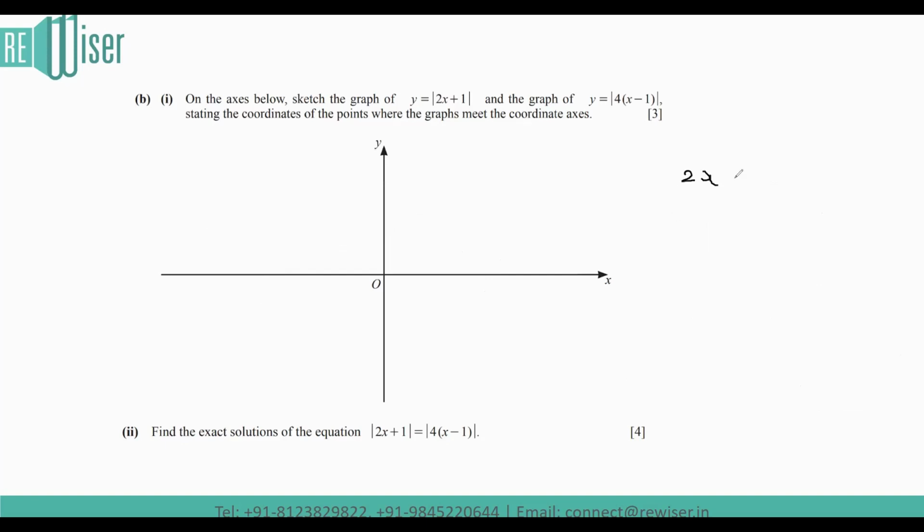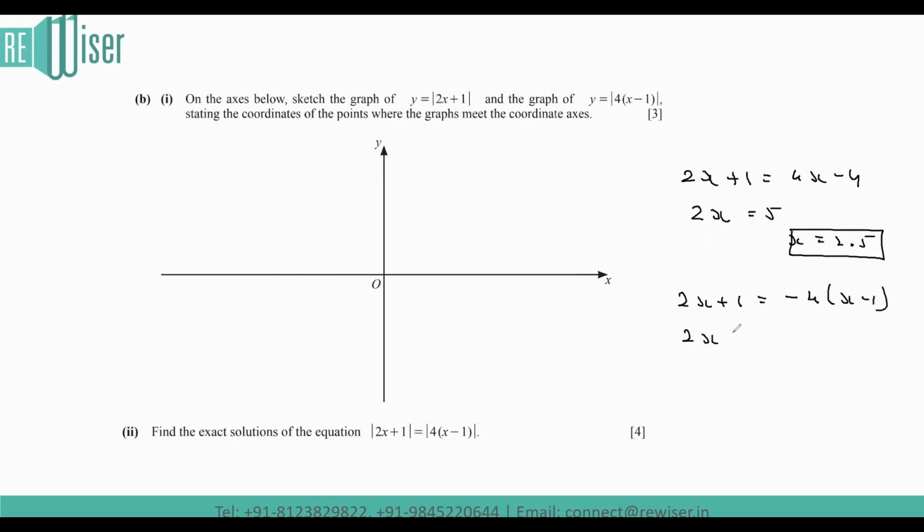So we can write 2x plus 1 is equal to 4x minus 4. We just open the brackets. So the value that we got is 2x equals 5, or x equals 2.5. So that's one of the answers that we got from here. Now again, we can write it as 2x plus 1 equals minus of 4 into x minus 1. If I open the bracket, I got 2x plus 1 equals minus 4x plus 4. So we got 6x equals 3, or x equals half, or 0.5. So that's the other answer for this question.